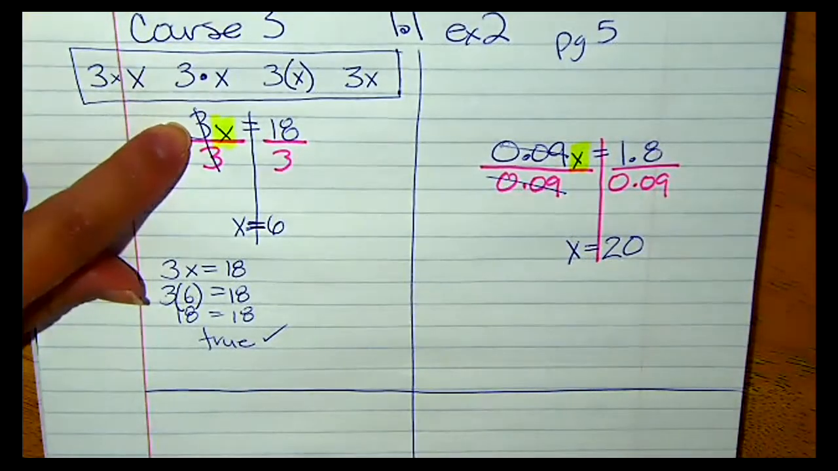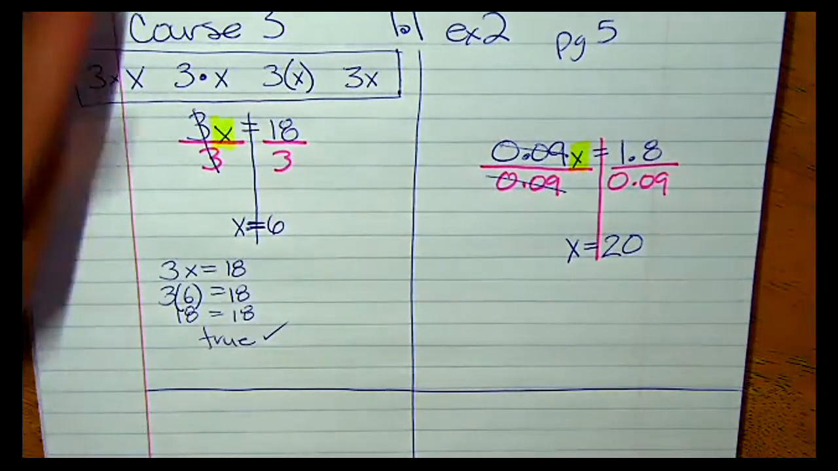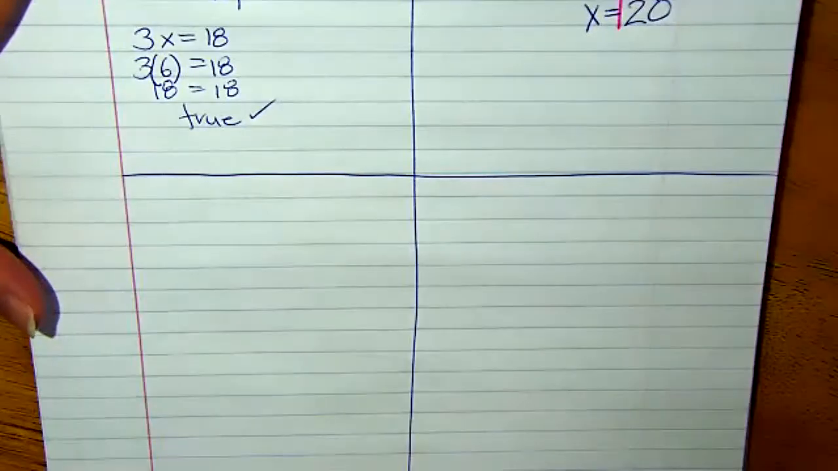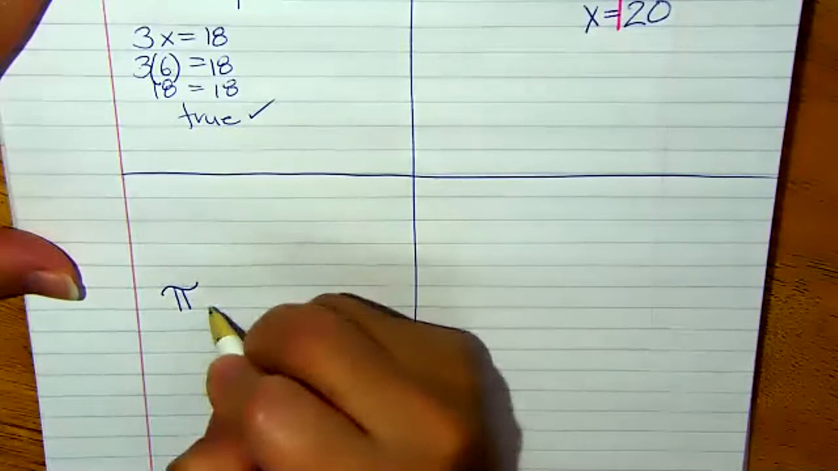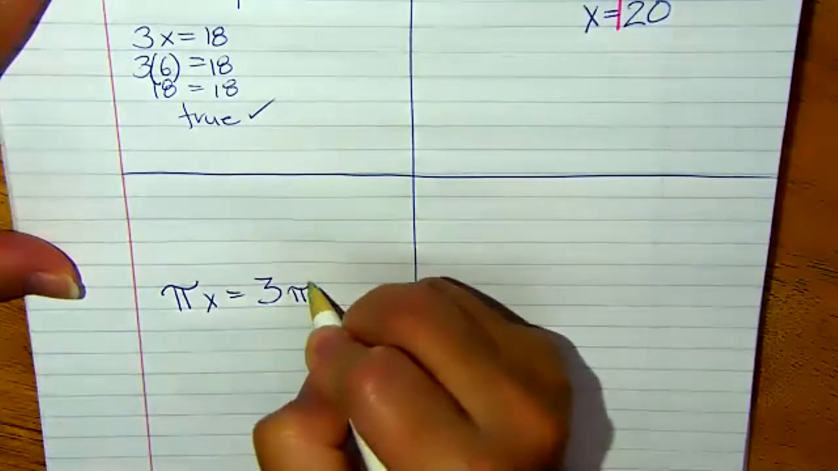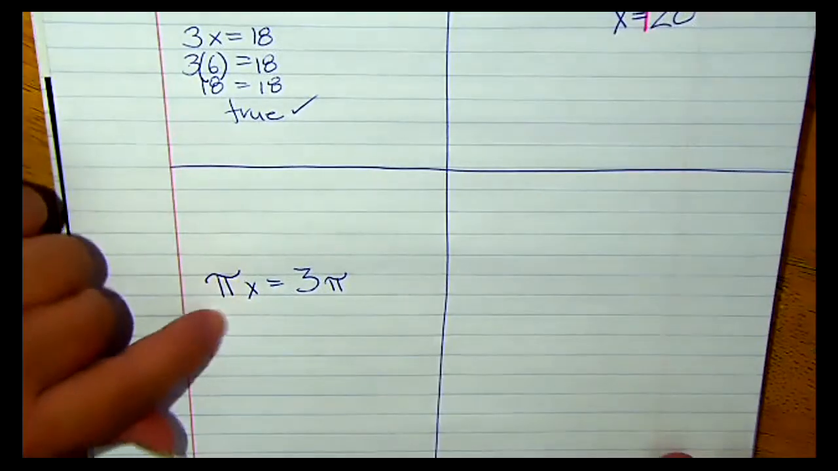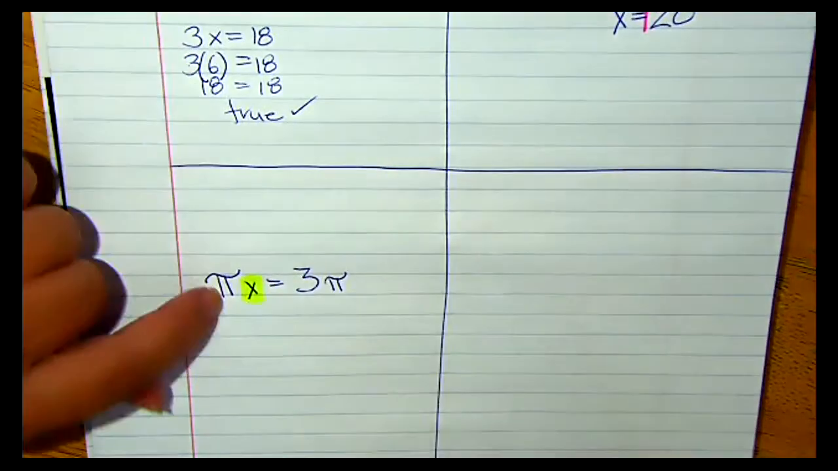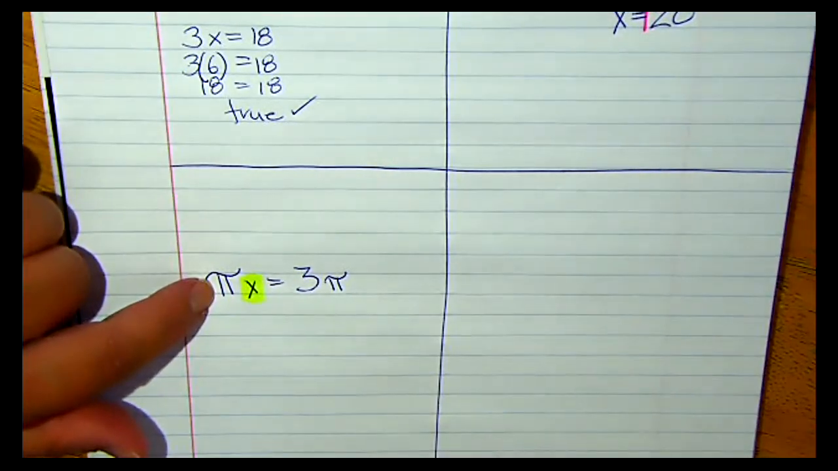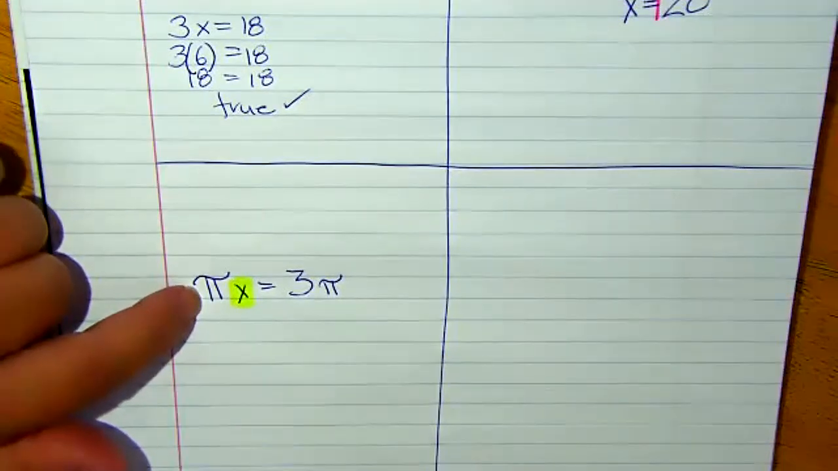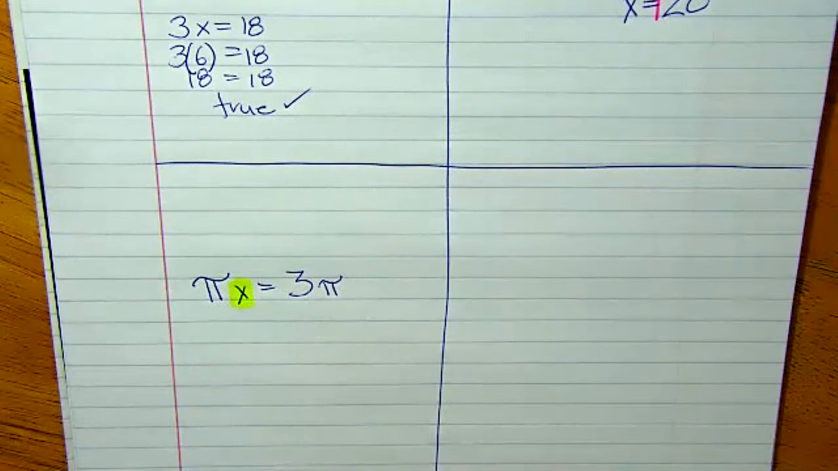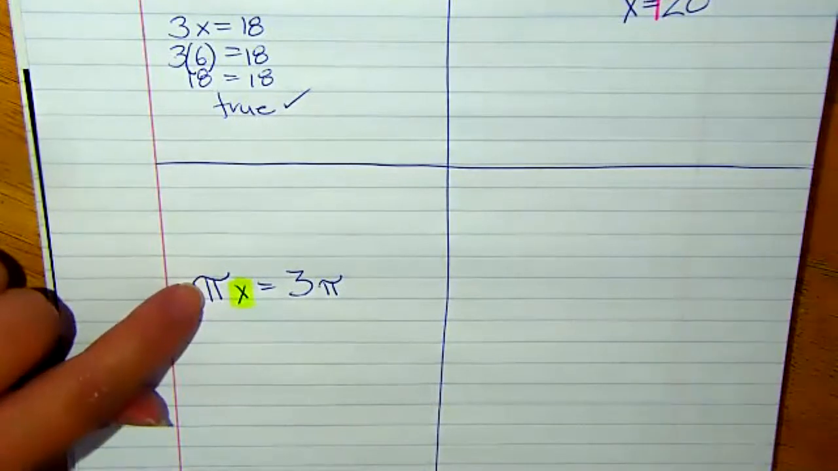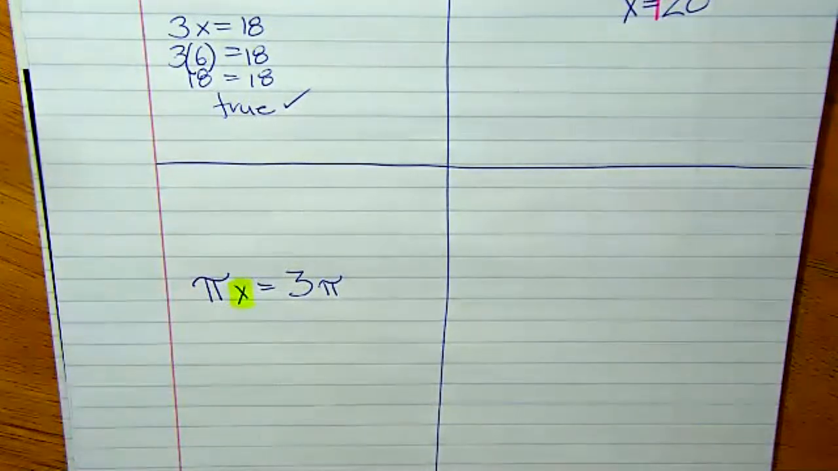Okay, so here we have it with a whole number. Here we've done it with a decimal. Let's see what happens when we use a symbol. Okay, in this case, our variable is x. Pi is a symbol. It is not a variable. Pi is a very specific number, and this is the symbol for pi. It is not a variable. So we're going to treat this just like we would a number.